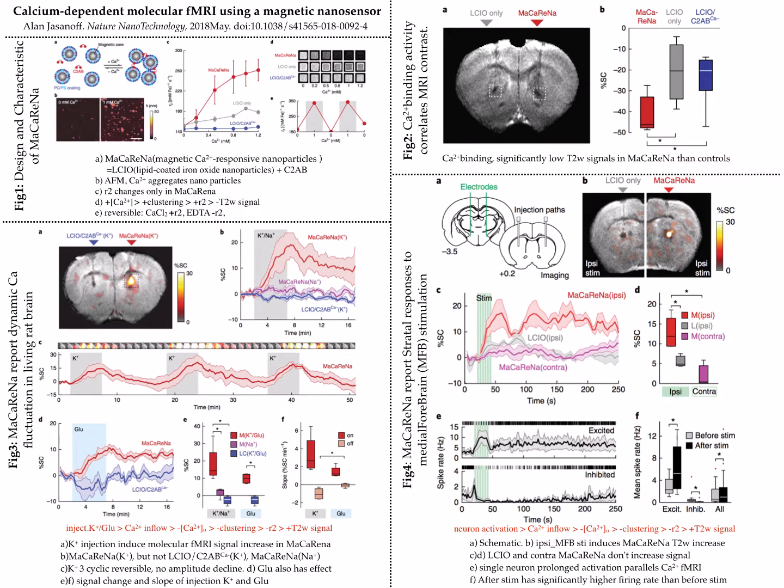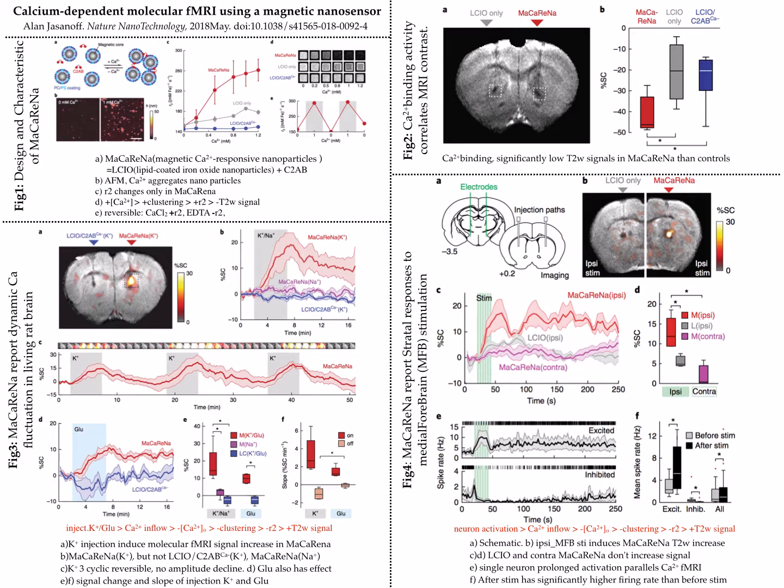So today I will talk about a paper called Calcium-Dependent Molecular fMRI using a magnetic nanosensor. This paper was just published in Nature Nanotechnology. The paper talks about using a kind of nanoparticle, actually a kind of solution, with functional MRI, that is T2 weighting signal, to detect calcium activity. So we can see figure 1, that is the design and the characteristic of MaCaReNa.